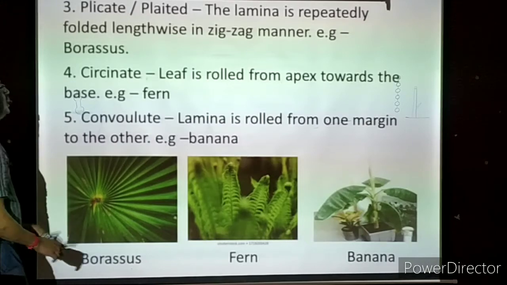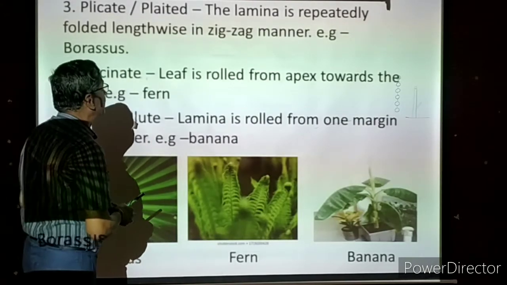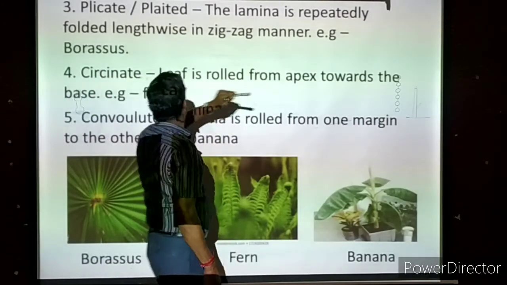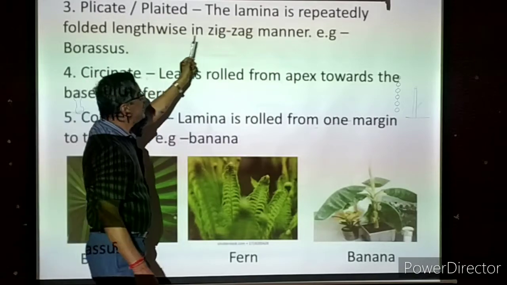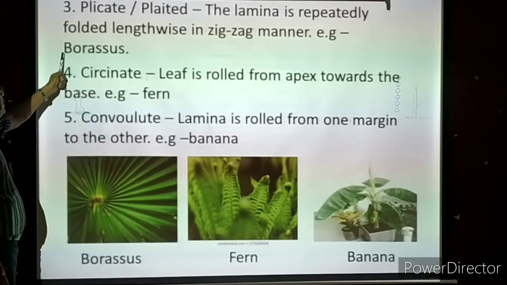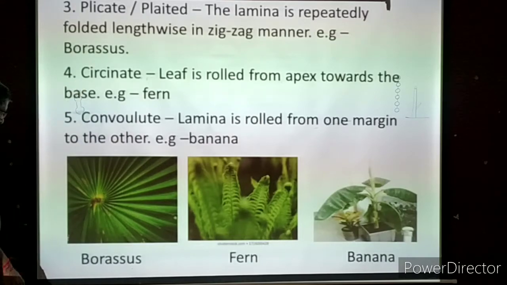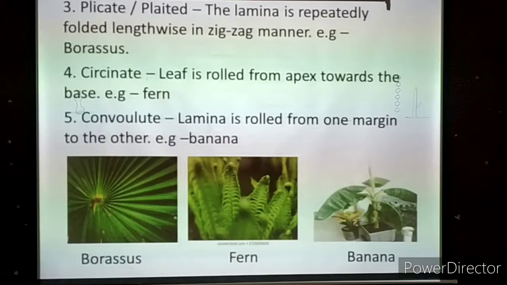Now we are coming to the third type of folding, plicate. P-L-I-C-A-T-E, plicate. It is also called a plaited. Any one term you can use, plaited. The lamina is repeatedly folded lengthwise in zigzag manner, not regular manner, zigzag manner. Example, borassus. Now this is the borassus, palm tree, borassus. Palm leaf we are taking.